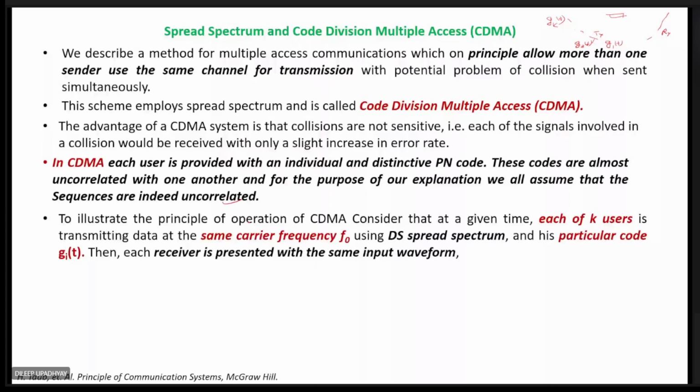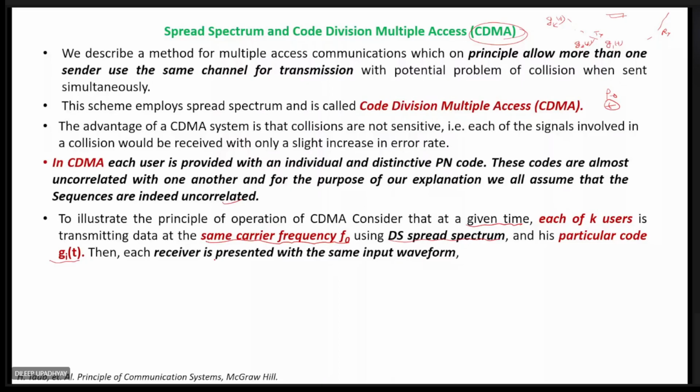So to illustrate the principle of operation of CDMA, consider that at a given time, each of K users is transmitting data at the same carrier frequency. Actually, that is the characteristic of CDMA. That is, here we need to utilize the same carrier frequency band at the same time, using DS, direct sequence spread spectrum, and his particular code gi(t). That is, gi(t) is nothing but g1, g2, g3; if there are K users, then i will vary from 1 to K.